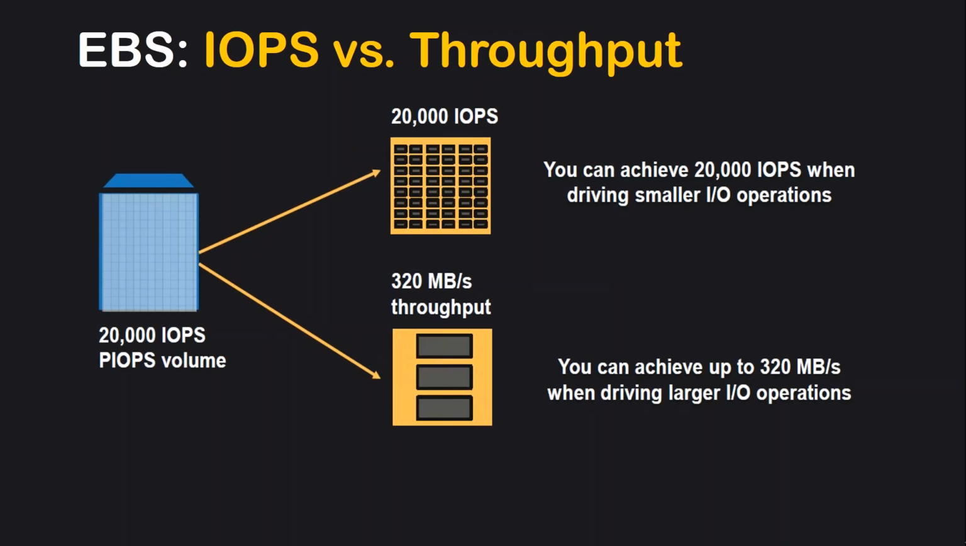These are some of the maximums that were achieved by Amazon some time back. When we are talking about IOPS, you can achieve 20,000 IOPS at the maximum level as of today. That is the maximum performance Amazon EBS volumes give you. And when you're talking about throughput, you can achieve a maximum throughput of 320 megabytes per second. And remember, this is a per disk limit.